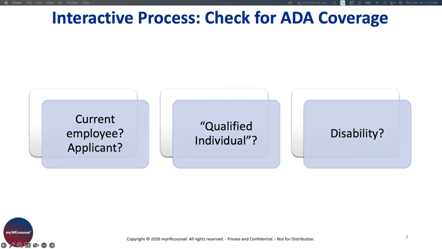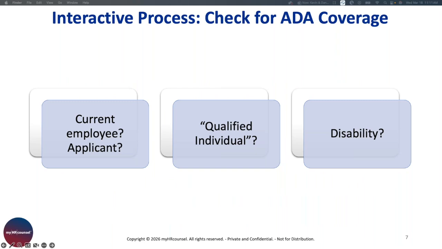So is the person a current employee? Are they an applicant? If the person is an employee or they're an applicant, remember that the ADA applies to both applicants and employees. Is somebody a qualified individual? Remember, that's a definition that we discussed just a few minutes ago. That's an individual who, with or without reasonable accommodation, can perform the essential functions of the position, either that they currently hold or they would like to hold. And the person also has to have the skill, experience, education, physical, medical, safety, and other requirements needed for the job.